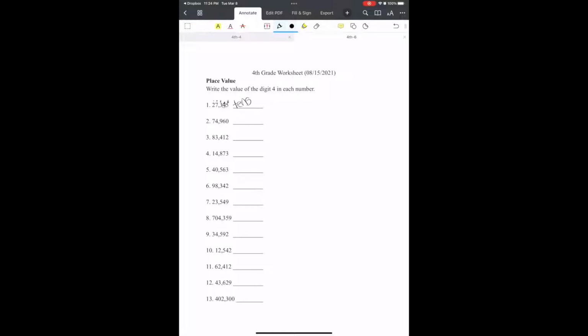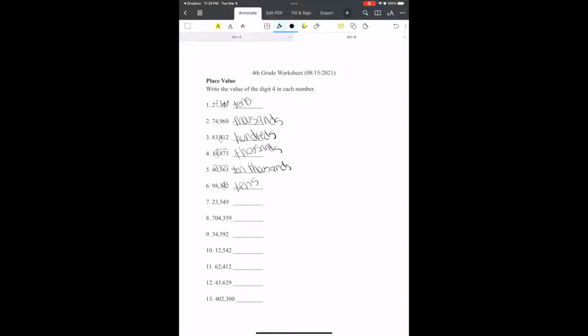For number 2, we could see it's at the thousands, so it's thousands. For 3, we could see that it's in the hundreds place, so it's hundreds. For 4, we could see that it's in the thousands place, so it's thousands. For 5, we could see that it is at the 10,000s place, so the answer is 10,000s. For 6, we could see it's in the tens place, so the answer is tens.